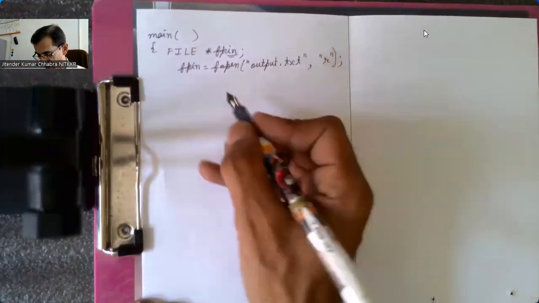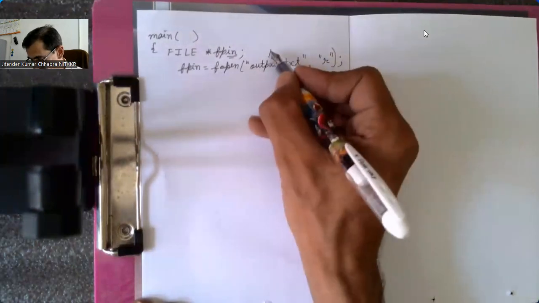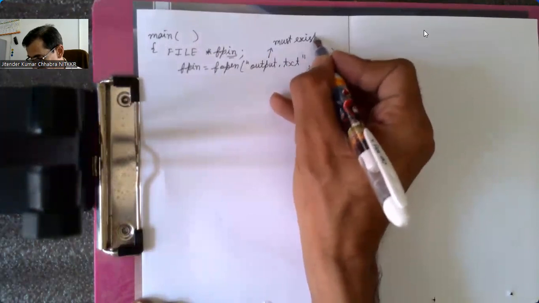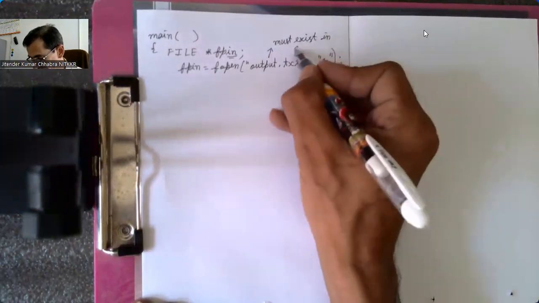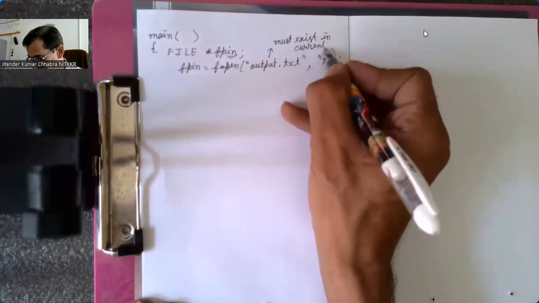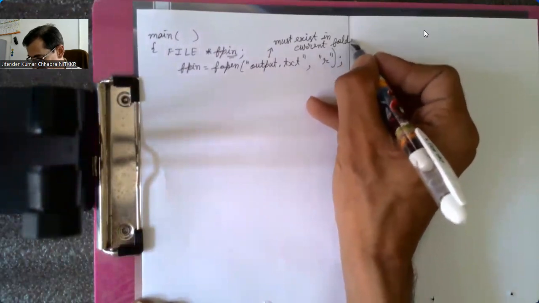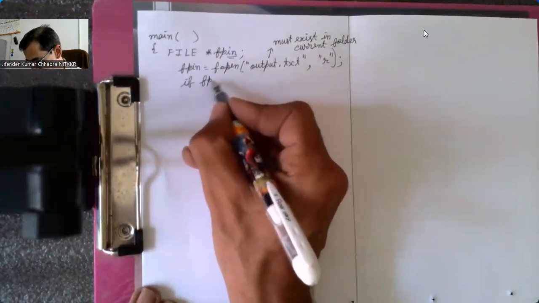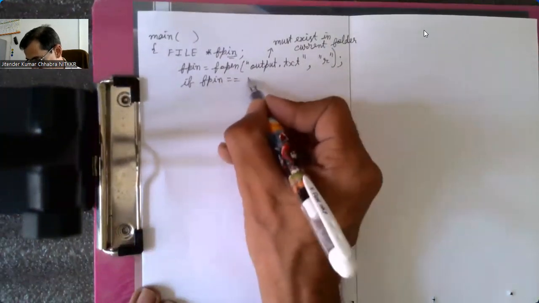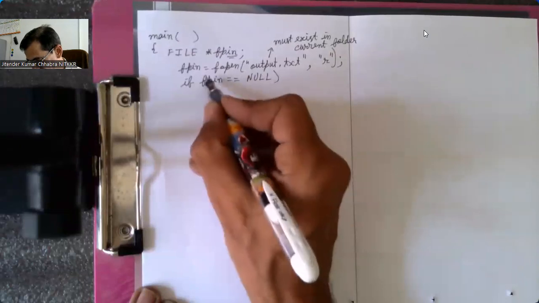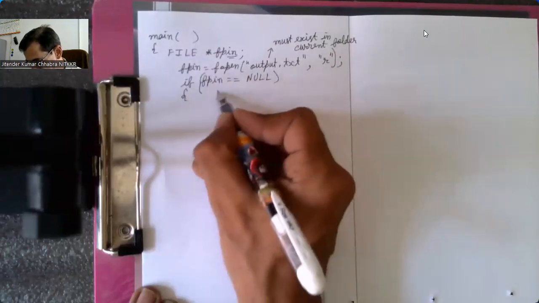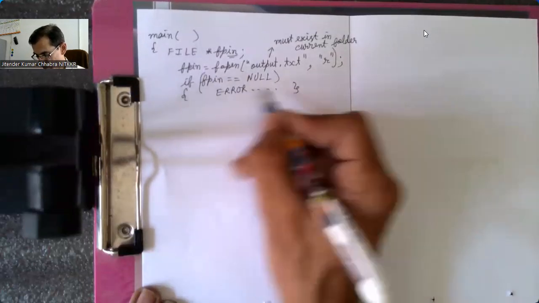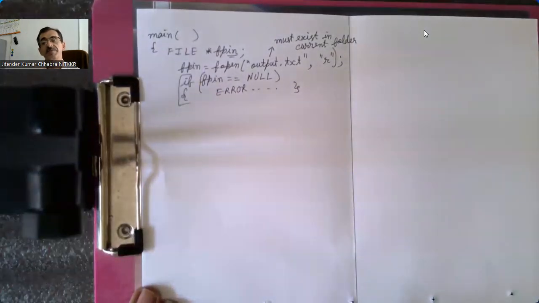We have already created it. This file must exist in the current folder. Otherwise, it will not be opened. So my fopen will fail. If I want this file to be used, this must be present. So my next statement will obviously be: if fpin is equal to NULL, then it is an error, and accordingly, I can't proceed. So this part you will immediately check.